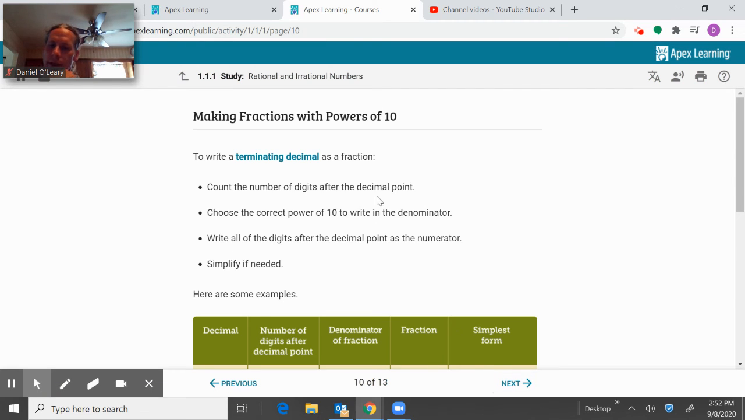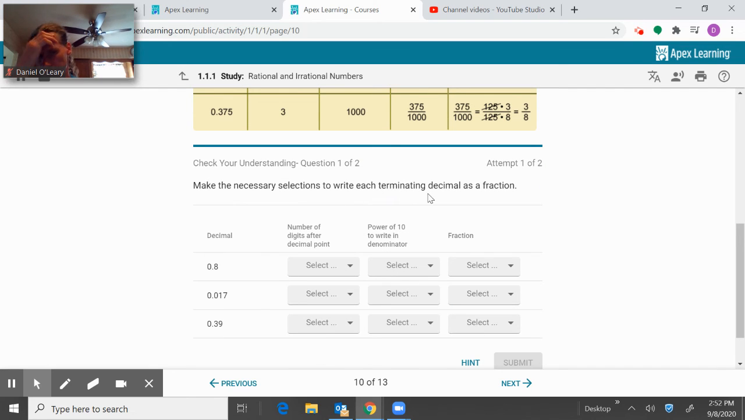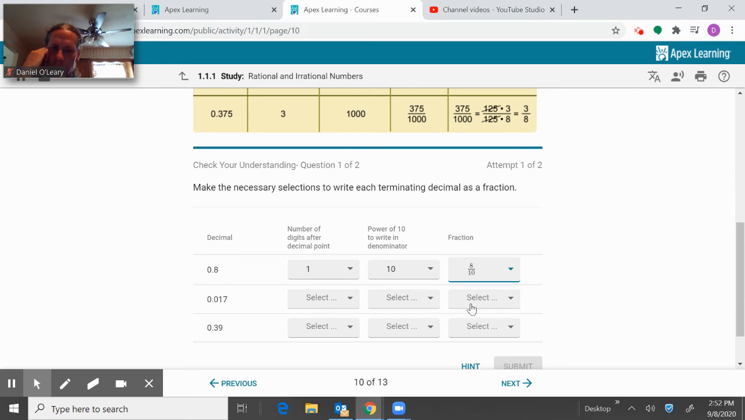Okay, on screen 10 here. More information about terminating decimals, and a chart here, or a table that can help you. Make the necessary selections to write each terminating decimal as a fraction. So what would you do to turn this into a fraction? Number of digits after the decimal point. Well, obviously that's 1. Power of 10. Okay, it's 1 power of 10. So what would the fraction be? So you would go from here to here, but select those answers. And then when you have all 3 of these done, submit.